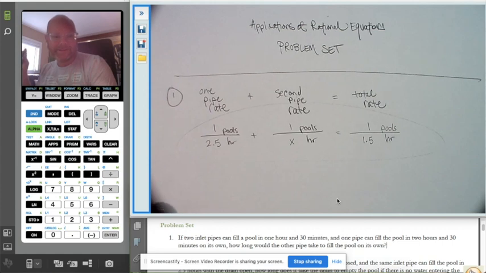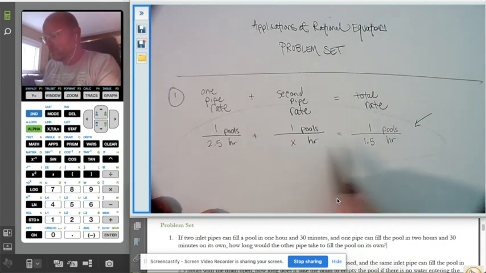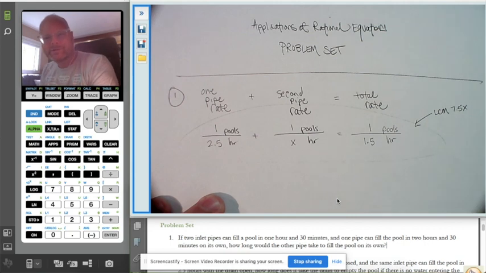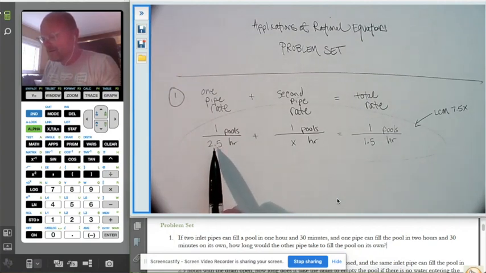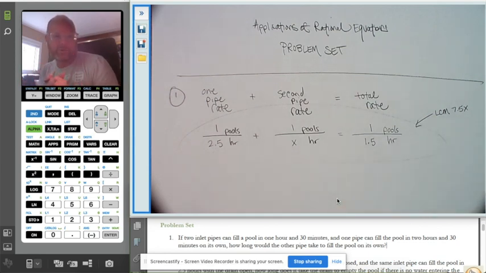I will leave you to find the solution to that. Spoiler alert, for the least common multiple of 2.5x and 1.5, 7.5x is a good one to use. It's a little bit weirder because we have decimals, but I was trying to find a number that is divisible by 2.5x and 1.5. 7.5 is a nice clean number if you want to go with that one. All right, good luck.